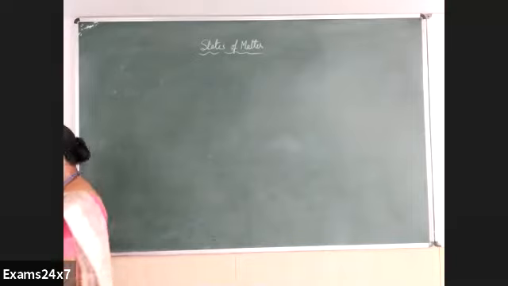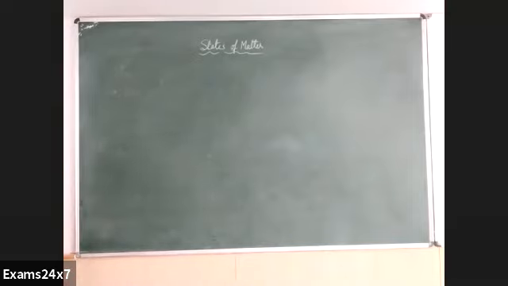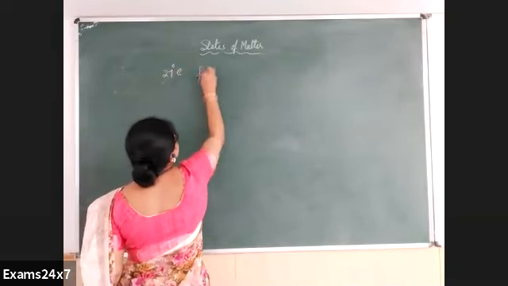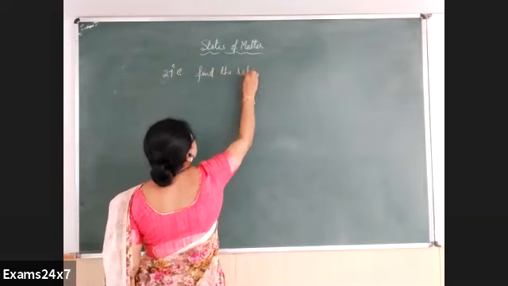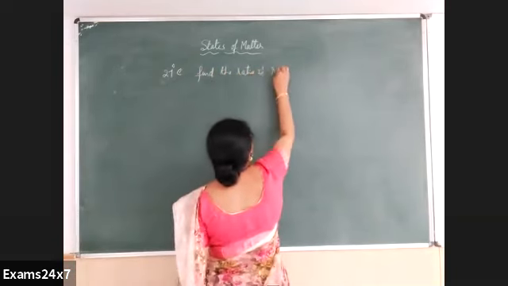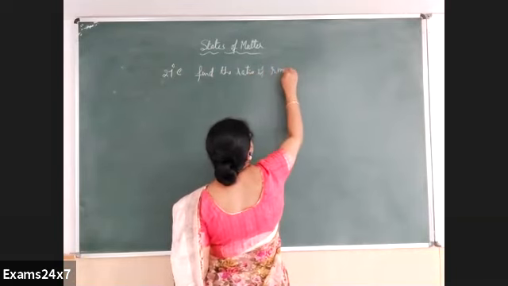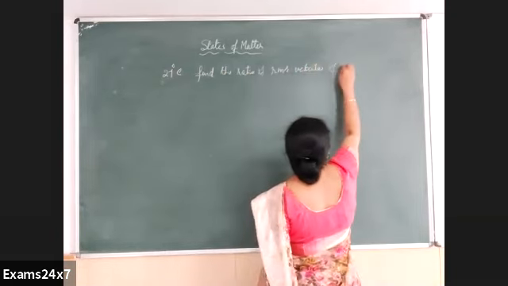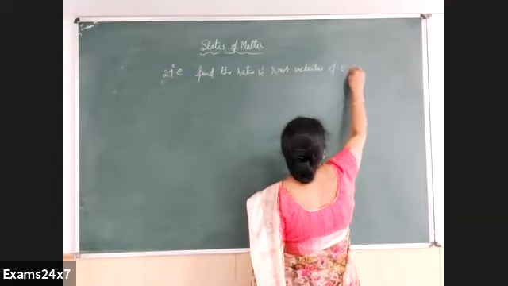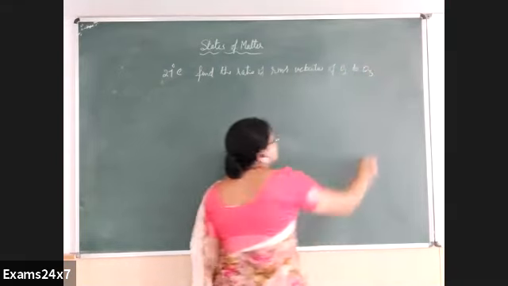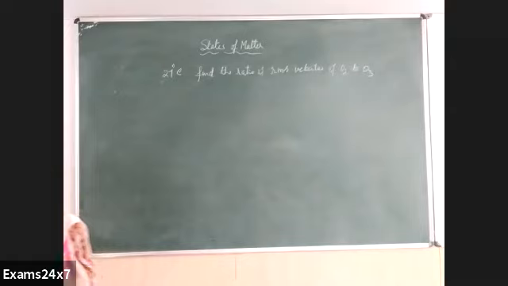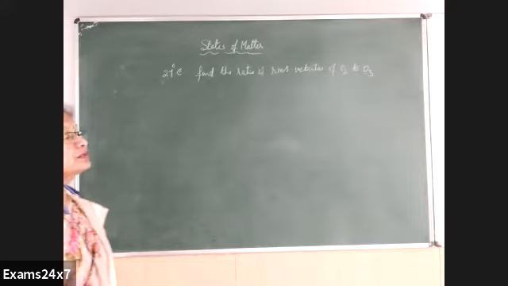Continue the question. At 27 degrees Celsius, find the ratio of RMS velocity of oxygen to ozone. Try the answer.